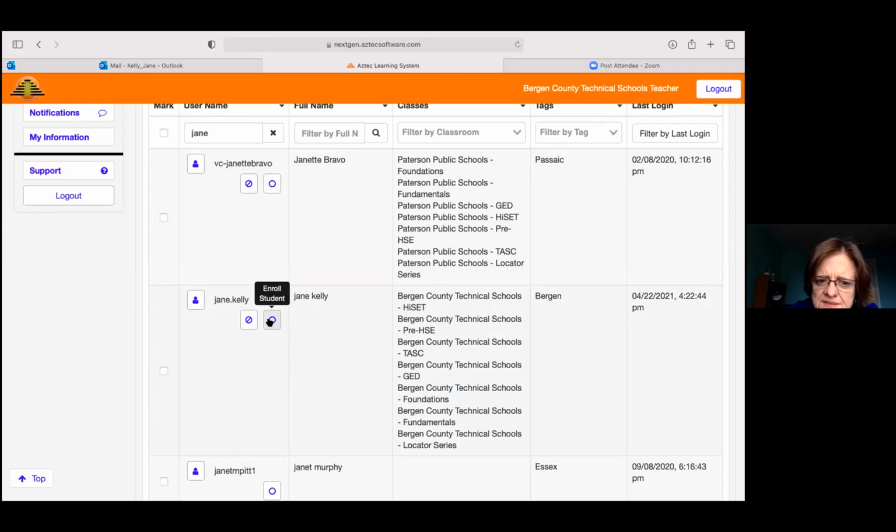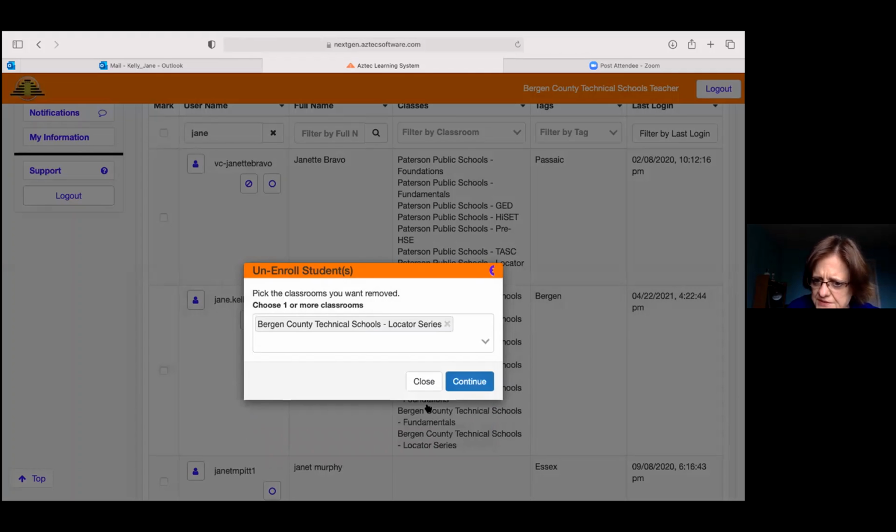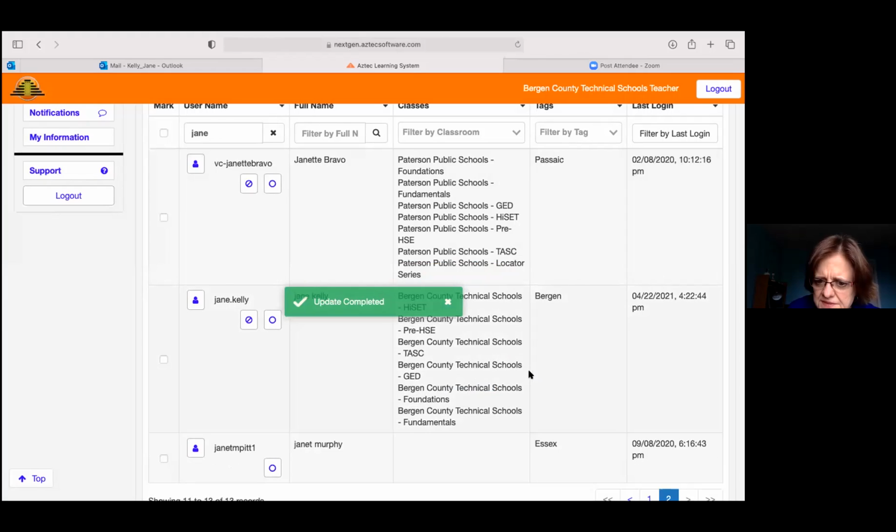So that's where you could say, oh, I like that pre-HSE, I want to give my students that too. This is how you enroll them. If you do not enroll them, they have no work. So you can give them a name and a password, but you must enroll them in at least one class to have work. If you don't want something, like what I am going to do, I'm going to take out the locator series. I don't want it anyway. So now I took it away. So you can add students, you can take away, you can put students in, you can give them work, you can take work away from them.